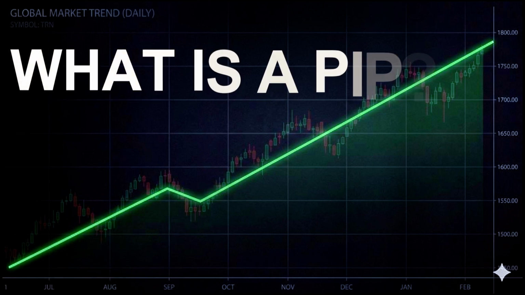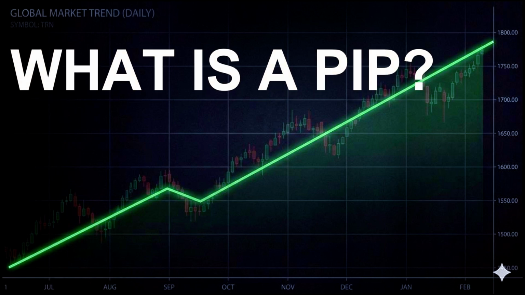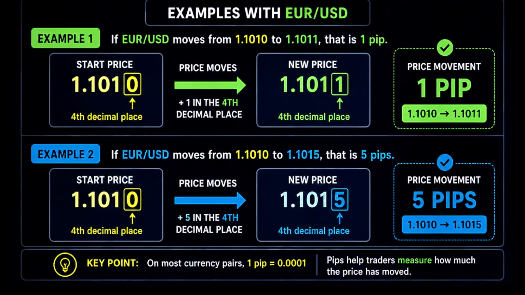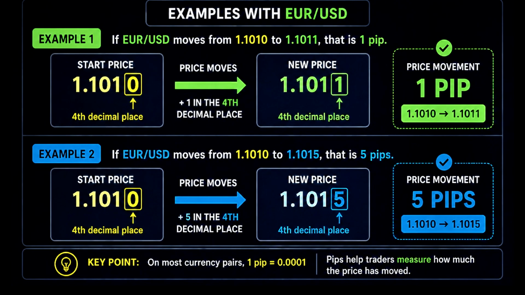If you don't understand what a pip is, you cannot measure profit or loss in Forex. A pip is the smallest movement in price in a currency pair. For example, if USD moves from 1.1010 to 1.1011, that is 1 pip. If it moves from 1.1010 to 1.1015, that is 5 pips.